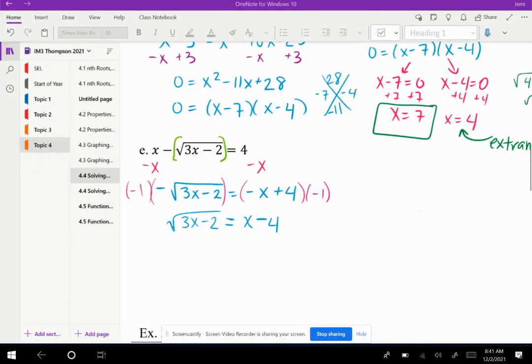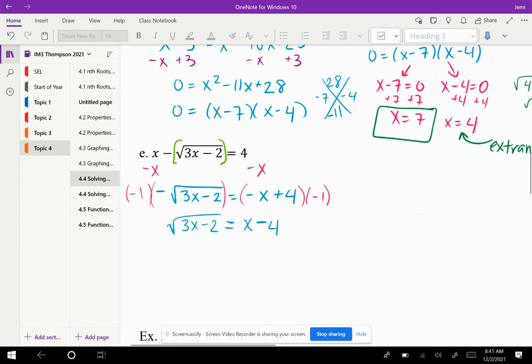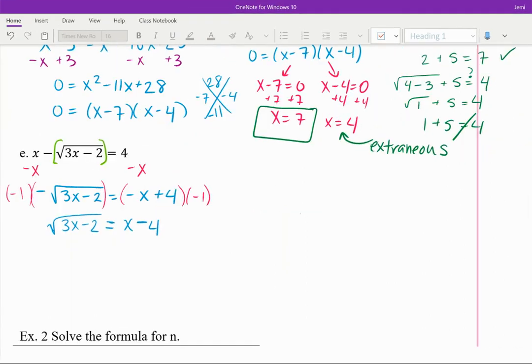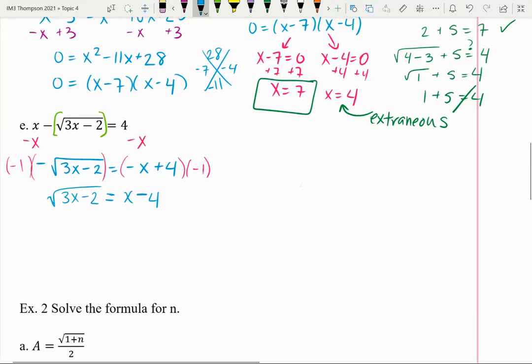Hopefully you had a chance to attempt that problem. We'll go ahead and work it out now. Okay. So I have the square root of 3x minus 2. To get rid of that, I'm going to square both sides.